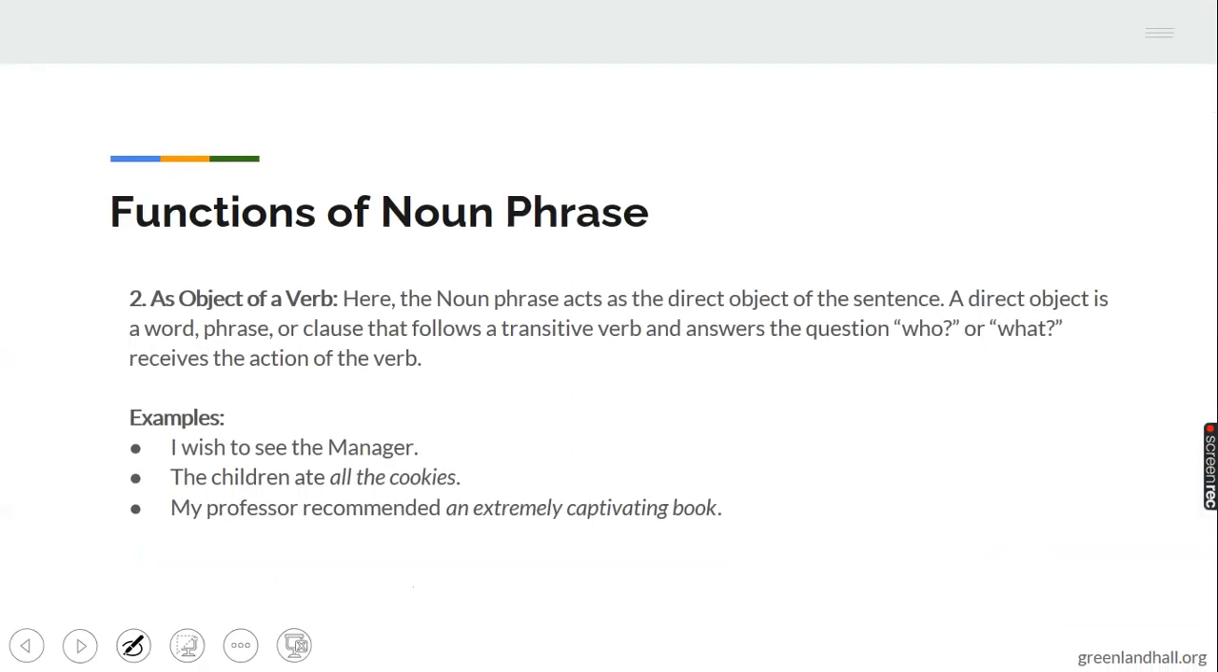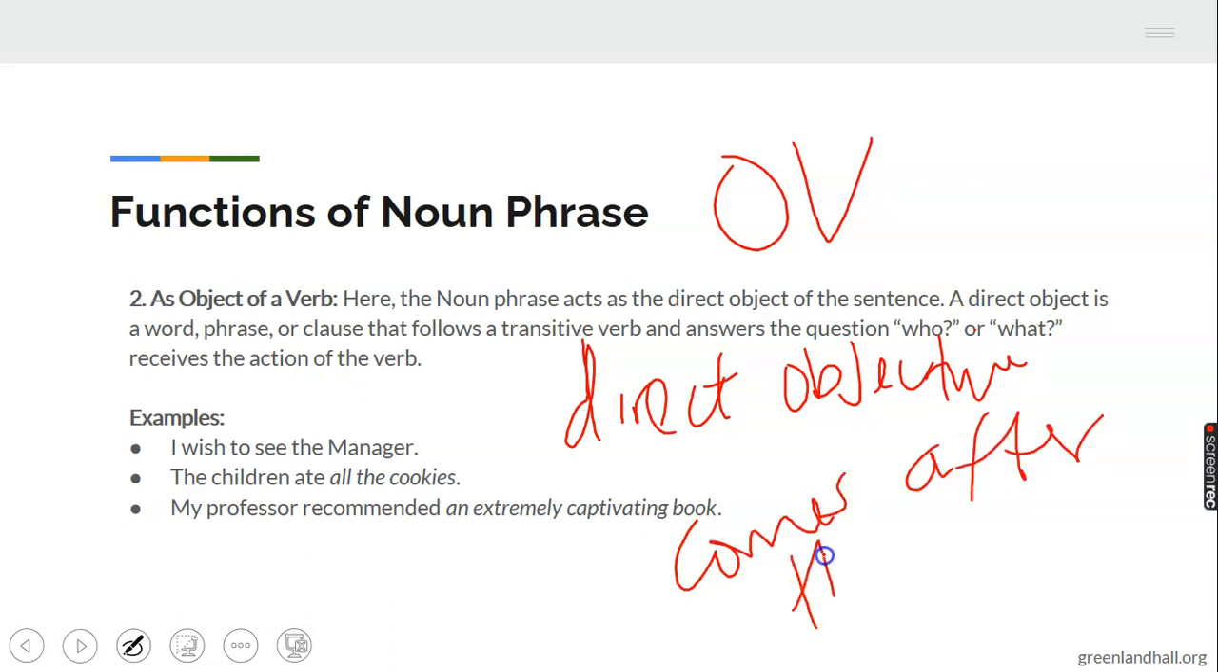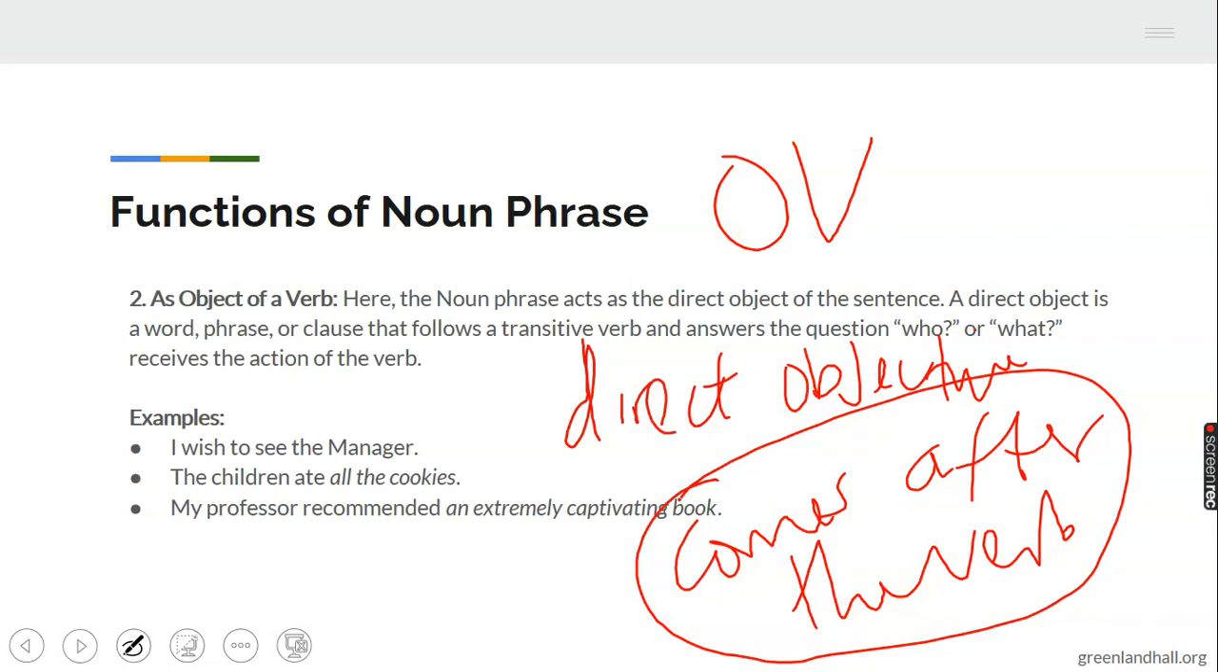Then a noun phrase that works as object of the verb, I call it OV. When a noun phrase works as OV, it is working as direct object. Working as what? Direct object. And that means the noun phrase comes after the verb. After. I wish to see the manager. This is the noun phrase, this is the verb. The children ate all the cookies. All the cookies is the noun phrase.